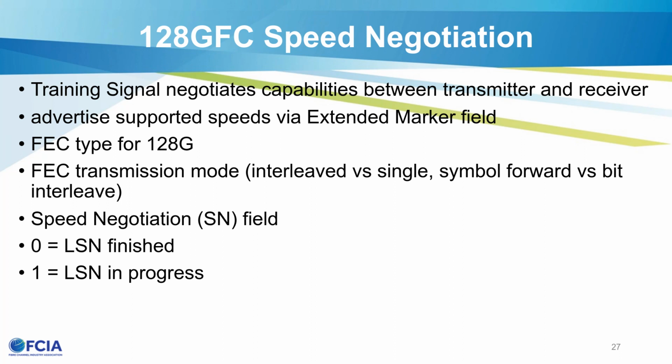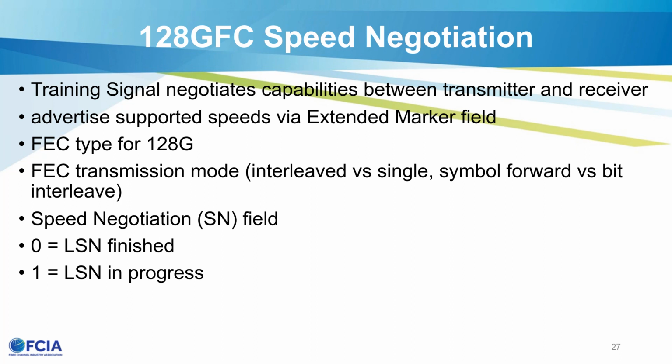And the group also was very careful on how you allow transitions. Once you have decided on a speed in LSN and you move to training, the group was very, very careful this time to explicitly spell out what encoding you have to use when you start. And if it's PAM4 based, you just start at that and there's no switching back and forth. So I think that type of communication is going to help make 128 GFC much more seamless.